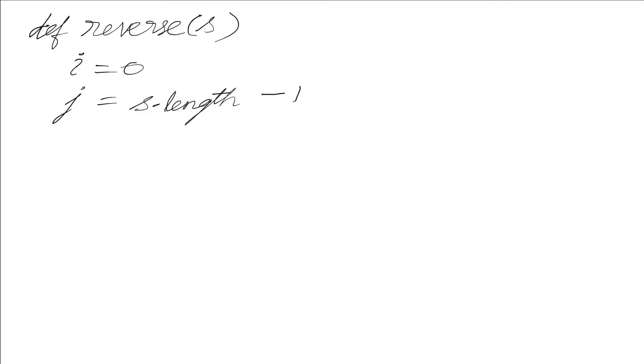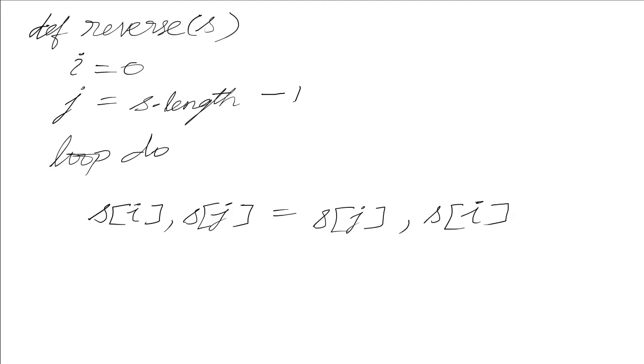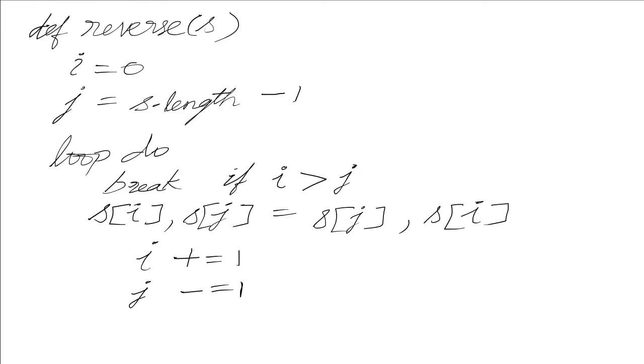Here is the iterative version of the reverse method. The reverse method has one parameter. We initialize the loop variables i and j to the beginning and end of the input string. We then enter the loop. We swap the first and last characters in the input string. We move the left pointer i to the right by 1 and move the right pointer j to the left by 1. We need to break out of the loop when we are done.